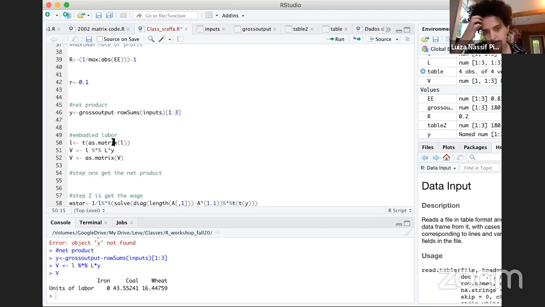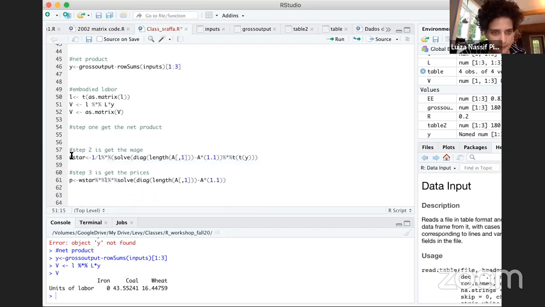Yeah, your iron gets to 0 because you have no net product in iron. All the iron is used in producing iron. Okay, so everyone understands the calculation of the net product.